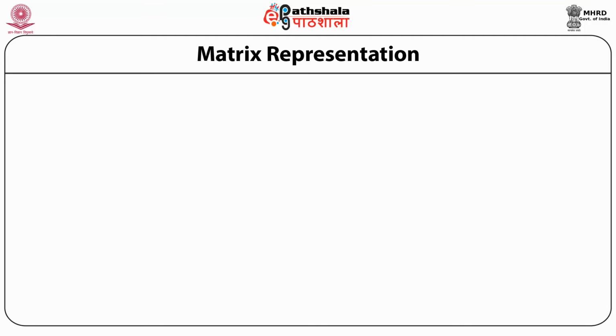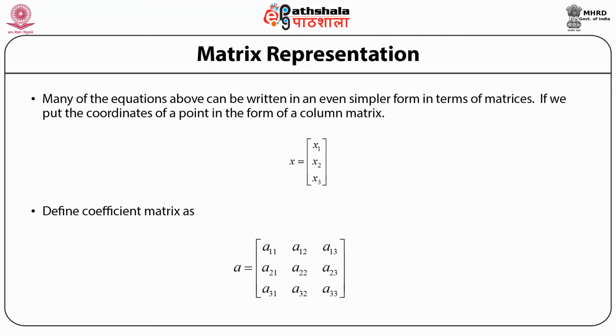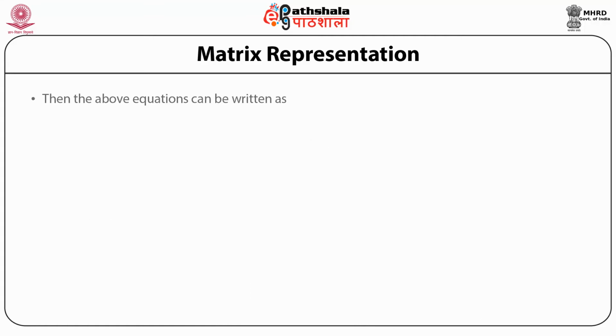Matrix representation. Many of the equations above can be written in an even simpler form in terms of matrices. If we put the coordinates of a point in the form of a column matrix, that is x equals x1, x2, x3, then we define the coefficient matrix as A equals A11, A12, A13, A21, A22, A23, A31, A32, A33. Then the above equations can be written as x dash equals Ax, x transpose x equals x dash transpose x dash, A transpose A is equal to I.